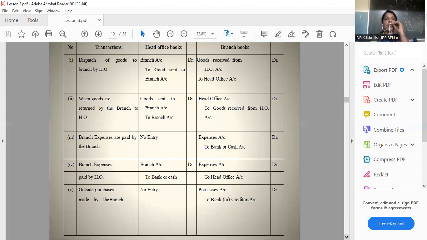The next transaction is outside purchase made by the branch. When the branch is making any purchases from the outside, there is no journal entry in the head office books. But in the case of branch accounts, purchase account debtor to bank or creditors. Why creditors? When we are buying the goods on credit, we will write creditors here. But for a cash transaction or bank transaction, we will write bank. That's what purchase account debtor to bank or creditors.